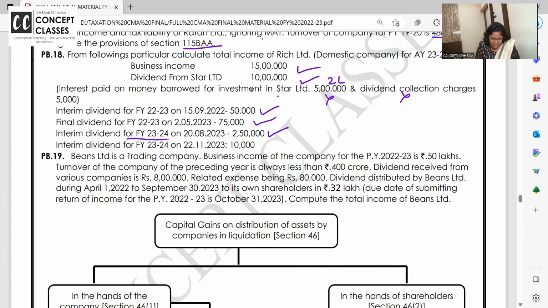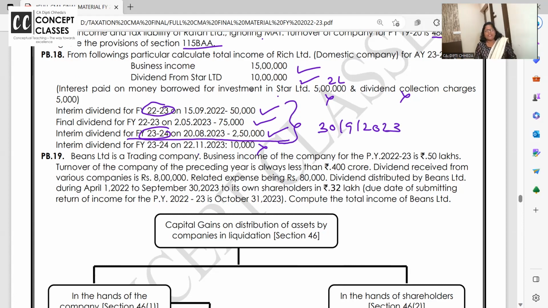Ma'am, this dividend is related to 23-24. I said whether the dividend is for 22-23, 23-24 or older, whatever dividend is paid before the due date of filing the return is allowed to be deducted. Is this allowed, 22-11-23? No. It's not allowed now, dear students, but it will be allowed next year. Is the problem clear to all of you? Yes? So what is allowed and what is not allowed should be clear. And dividend paid is not allowed.